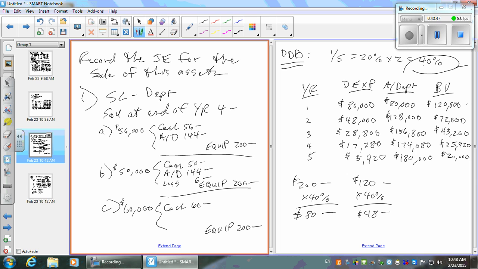Where will the loss go? On my income statement, down at the bottom under the non-operating stuff, which you read about in chapter 5. That's where you'll expect to see this, right? Just debit loss. Loss on sale. You'd really call it loss on sale of equipment or something like that. Okay? How about the other one? Accumulated depreciation, 144. Still a $56,000 asset. But now I got 60. What do I need to make my journal entry balance? Yeah, it's a $4,000 gain. Gain on sale. You got it.